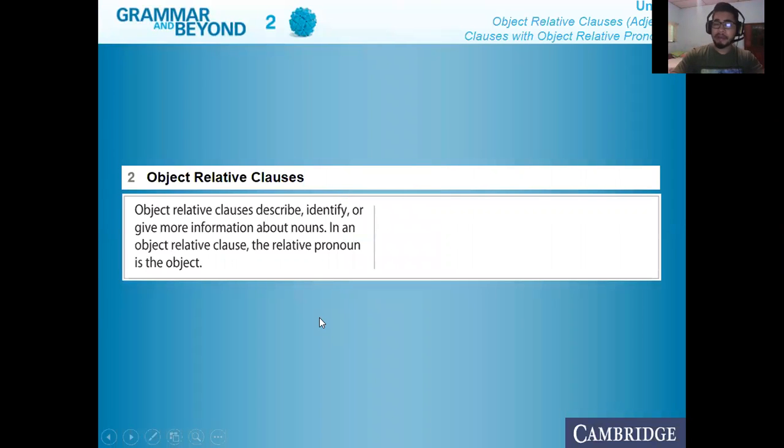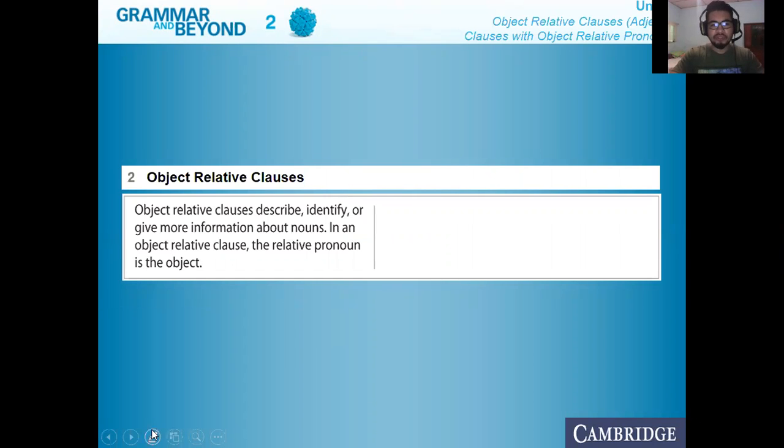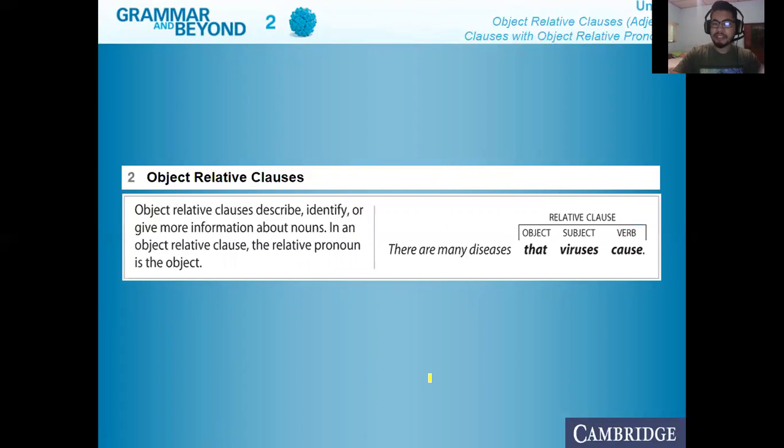First, we're going to start with object relative clauses and what they are. They describe, identify, and give more information about a noun, okay? In an object relative clause, the relative pronoun is the object. So here we're talking about the object of the clause and not the subject, like in the previous clauses that we saw. So we're going to see some examples for you to understand better what I'm trying to explain to you over here.